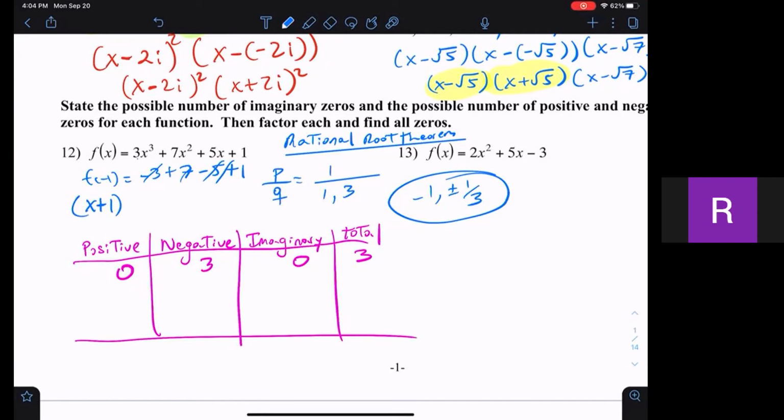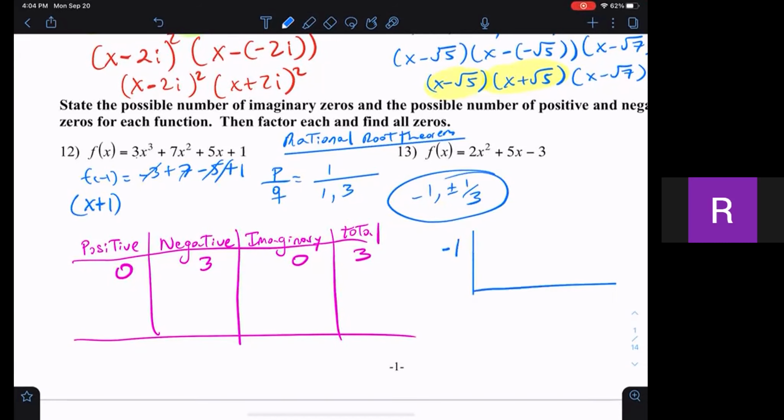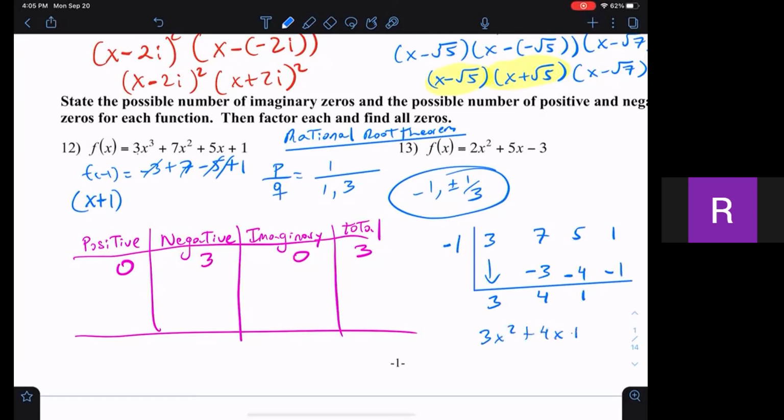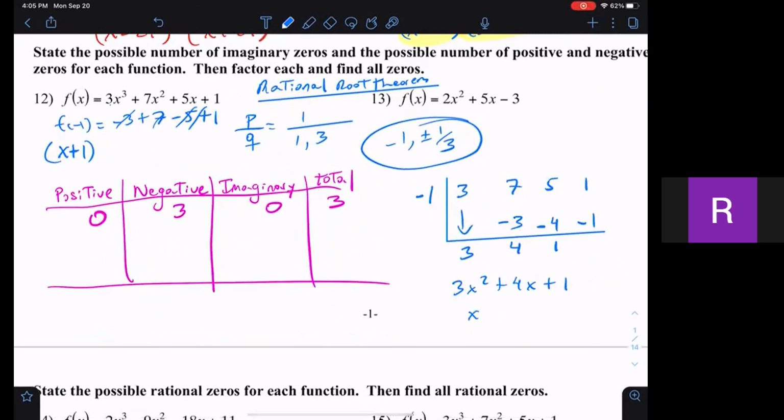Now we can use synthetic division to find out what is left. So this is 3, then 7, then 5, and 1. You drop the 3. 3 times negative 1 is negative 3. So we get 4, negative 4, 1, negative 1. So this is going to be 3x squared plus 4x plus 1. I need to factor this. Factoring gives 3x plus 1 times x plus 1.